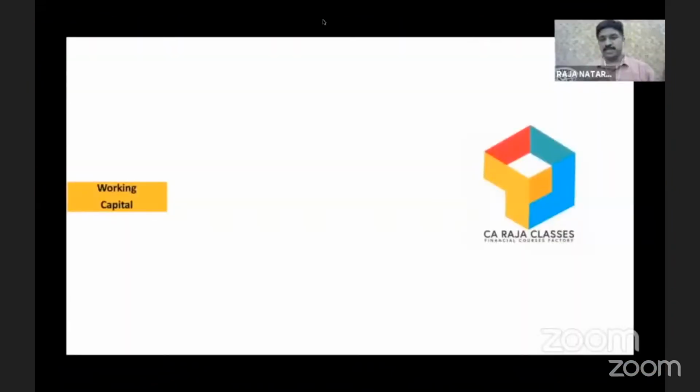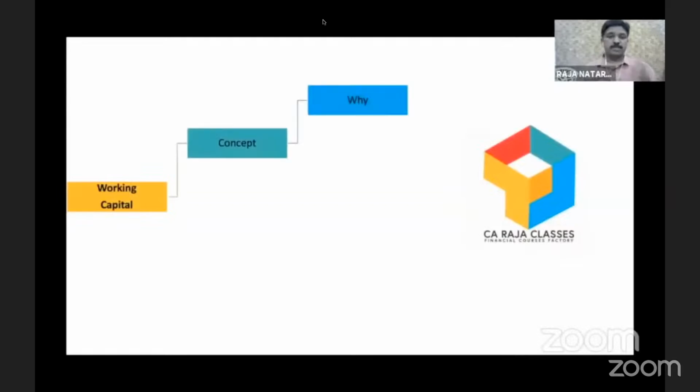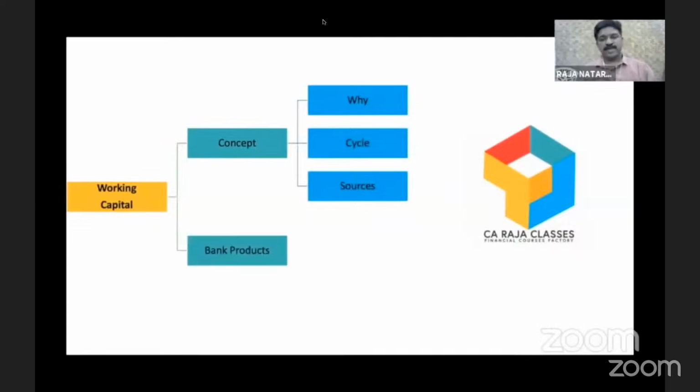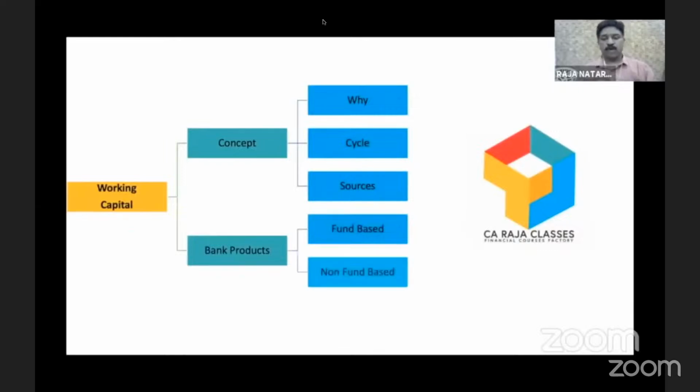In this presentation, I'll try to cover the concept of working capital, covering the why and what of working capital, then we'll also understand working capital cycle, what are the sources available for funding working capital, and if time permits, we'll go deeper into the fund-based and non-fund-based working capital products. One assurance I can give you is I'll try to cover fund-based working capital products as much as possible. And if time permits, I'll take you through non-fund-based. Okay. So this is the context I want to set.